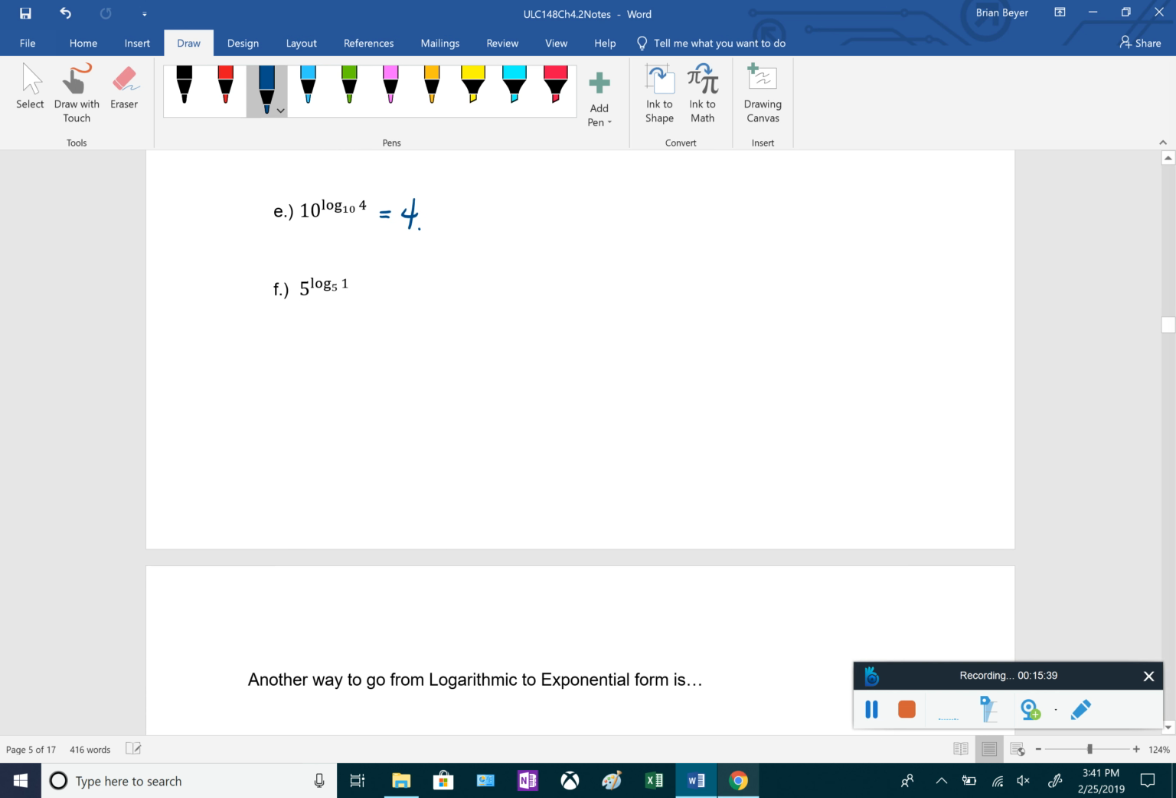And lastly, we have 5 raised up to the log base 5 of 1. For this one, using the inverse properties, they're both base 5, the exponential and the log, so it's just going to cancel to 1. Or, if we wanted to, we can recognize that log base 5 of 1 equals 0, based on the properties that we just did a second ago. Log base anything of 1 is 0. So this is 5 to the 0, which is also 1. Whichever way you want to think of it, either way it's correct.